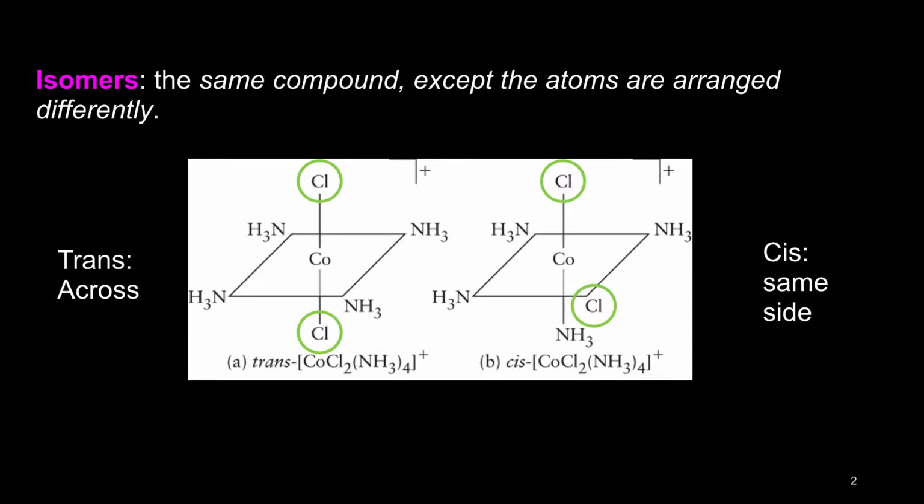Isomers are compounds with the same components but different arrangements of those components. Here are two examples of the tetraamine dichlorido-cobalt(III) ion. One has the chlorines attached on opposite sides of the molecule, which is called trans. The other does not, which is called cis.